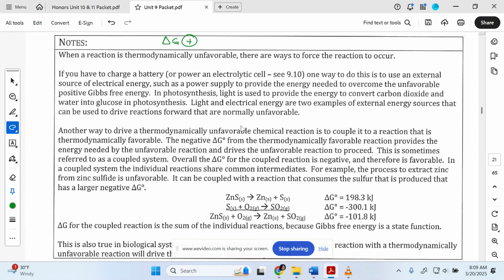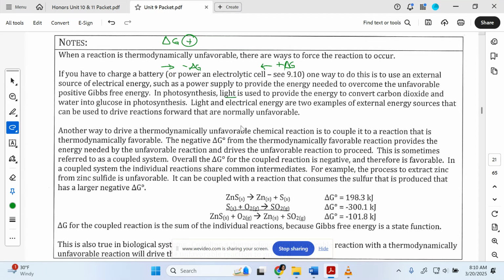But then you have to get that thing recharged, right? So if one direction is a negative delta G, going the other direction must be a positive delta G. So there must be some way that we can make this happen. And the way you do it is you plug it into the wall with a charger. That power supply is going to overcome the unfavorable positive energy. Light is another way that we can do it in certain reactions.